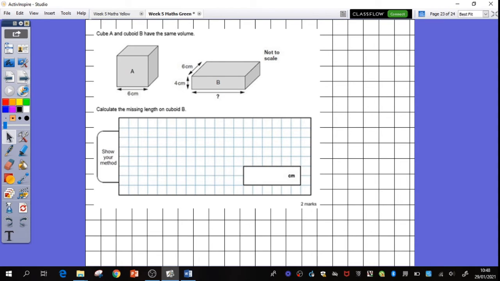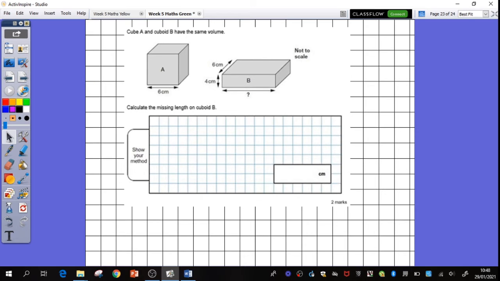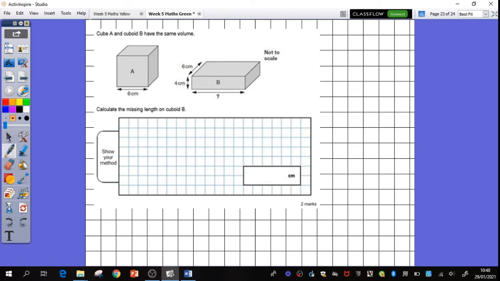So task 2 looks at problems now. Here is my problem. Cube A and cuboid B have the same volume. That to me sounds very important. If only I could draw. There we go.